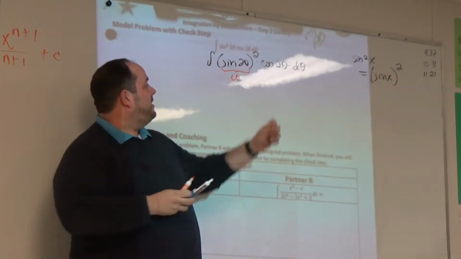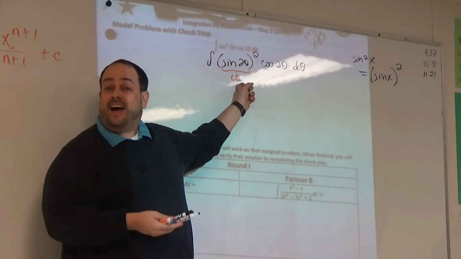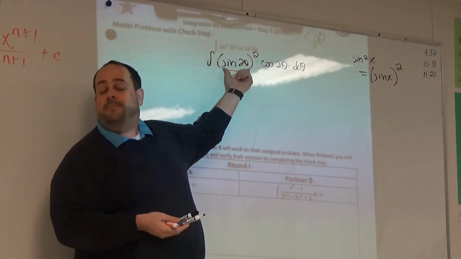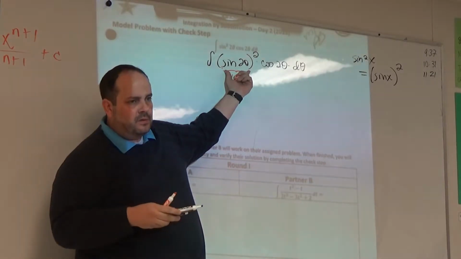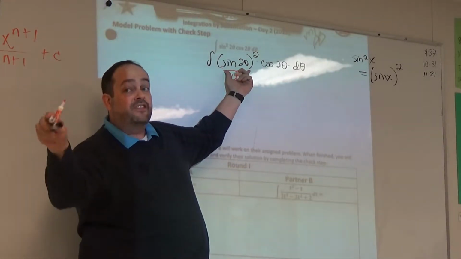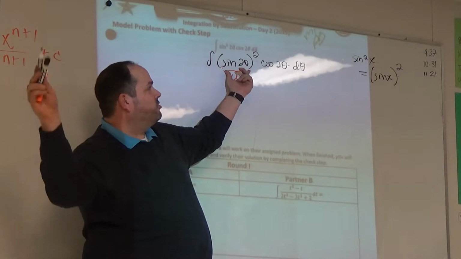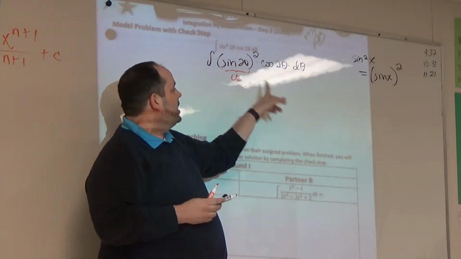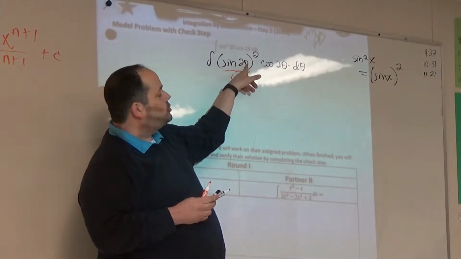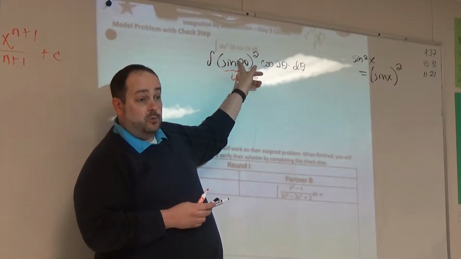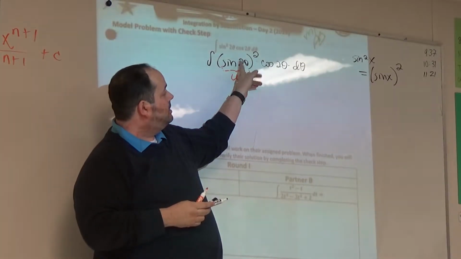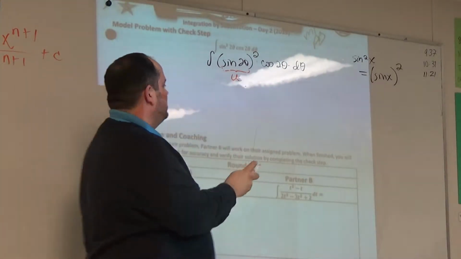I know if I'm choosing the right baby if I also see the derivative of the baby. If this baby is sine 2 theta, what's the derivative? The derivative of sine is cosine. Do I have cosine of 2 theta times 2 times the baby? So let's do the little side work over here.